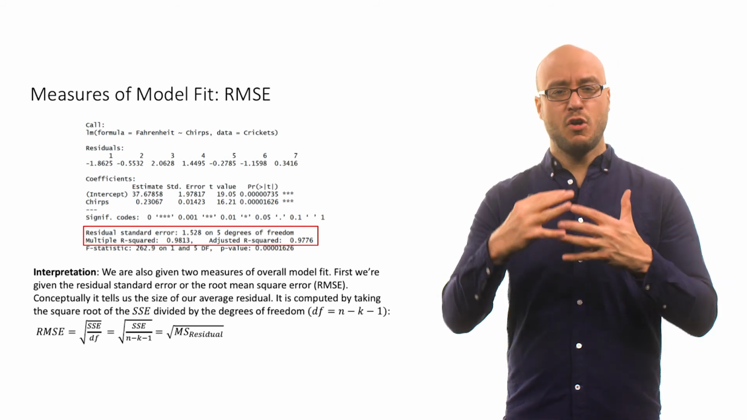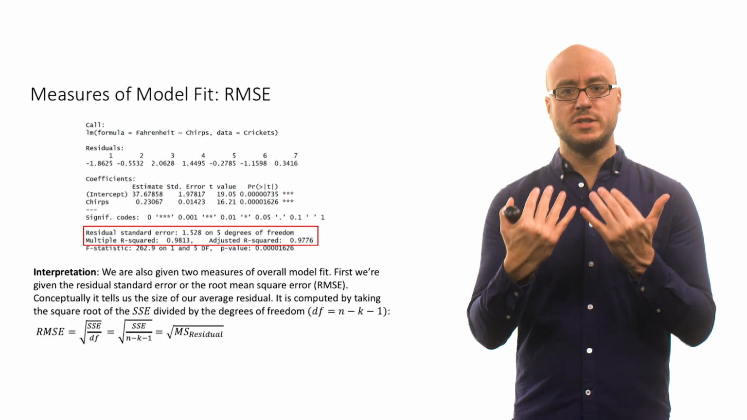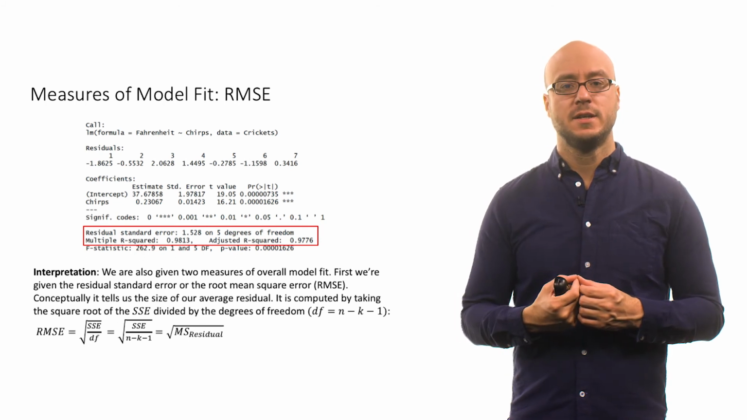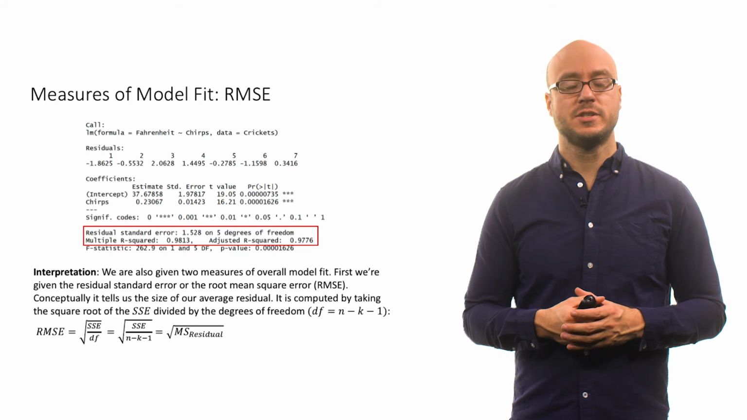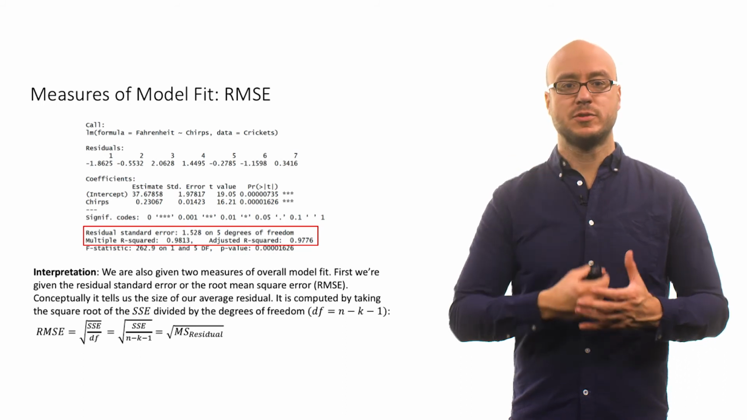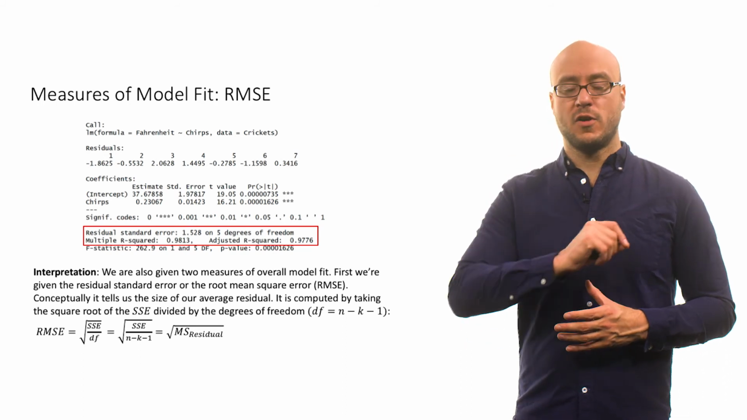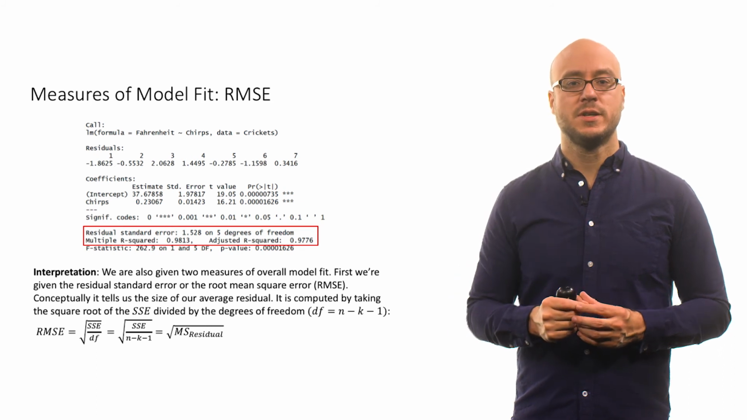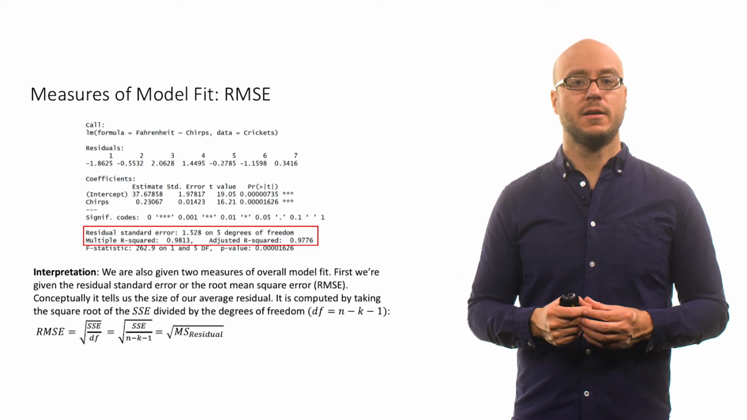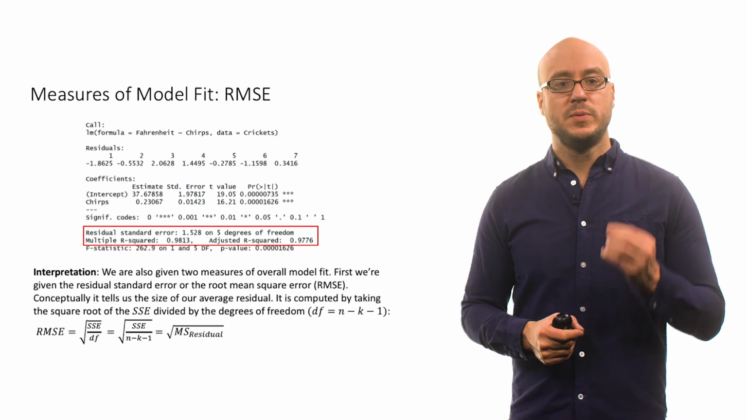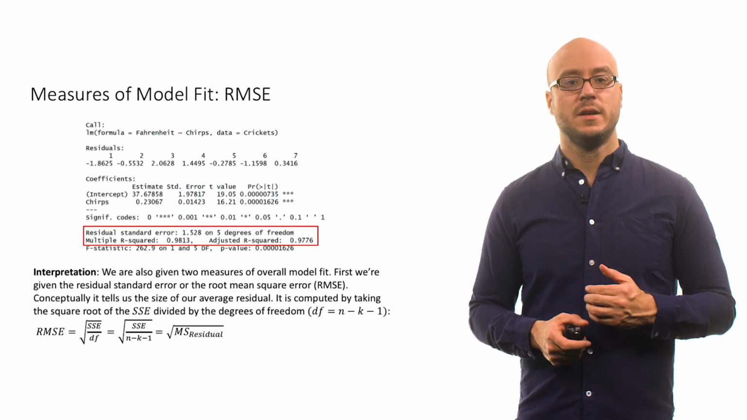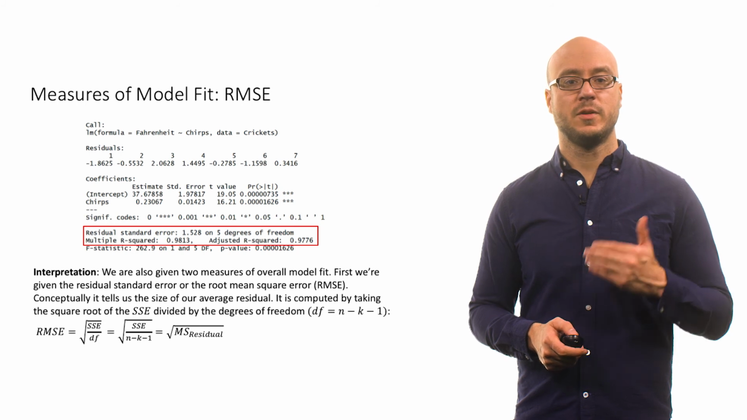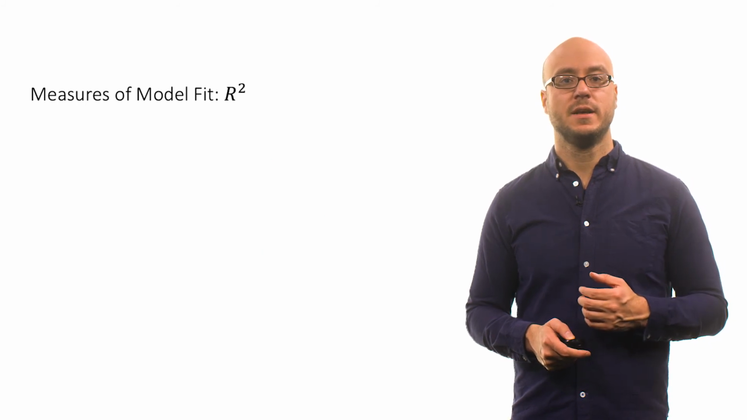But to get an idea of the overall model fit, how close the line fits to the data, it's useful to take, in essence, an average size of these residuals. Calculate the average residual, average error, across all of these different observations. Well, that's what the root mean square error is telling us. It's computed by taking the square root of the sum of the squared errors and dividing by the degrees of freedom, where the degrees of freedom is n minus k minus 1.